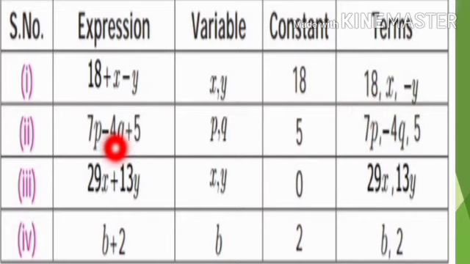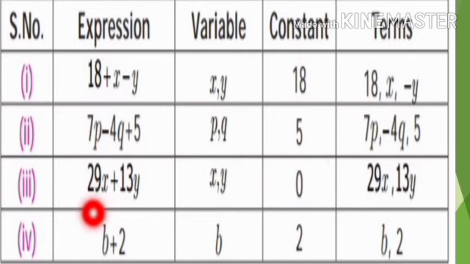And in the next expression, 7p minus 4q plus 5. Here p and q are letters, so p and q are the variables. And 5 is a numerical value, so it is called a constant. So 5 is a constant. And terms: here 7p, minus 4q and 5 are 3 terms.